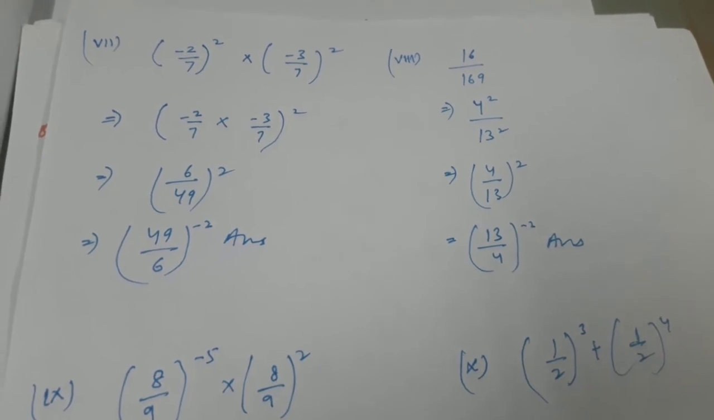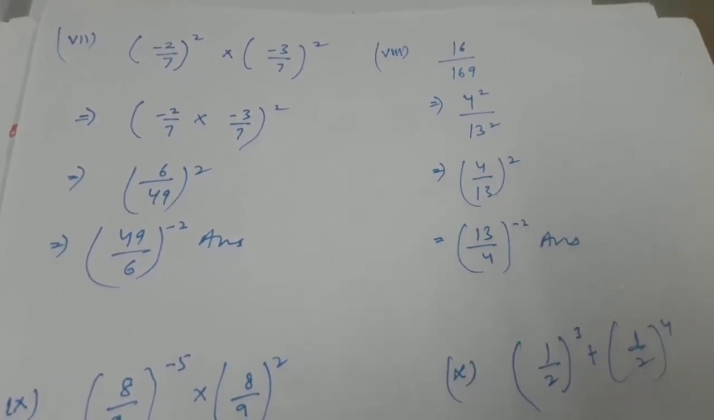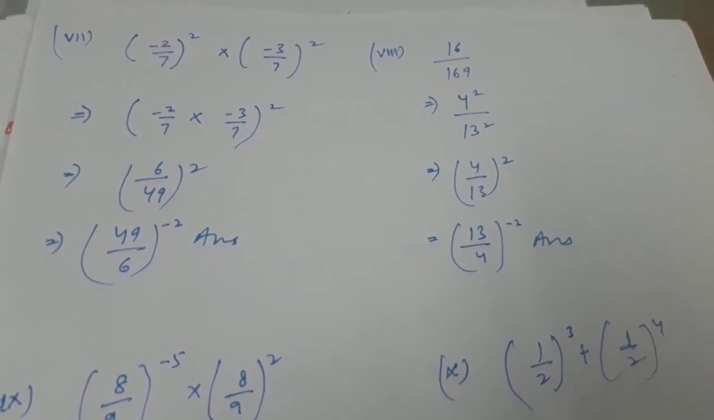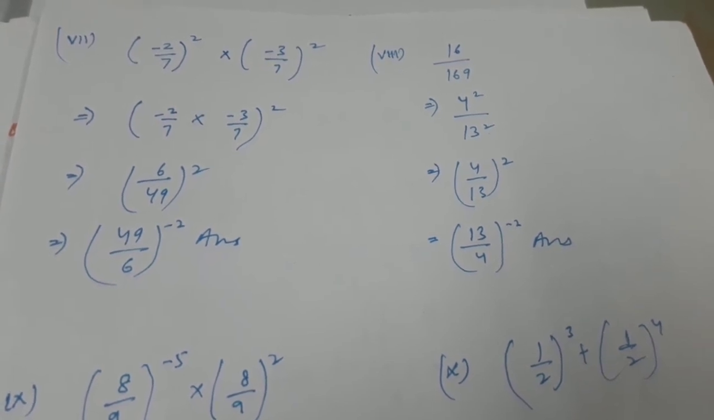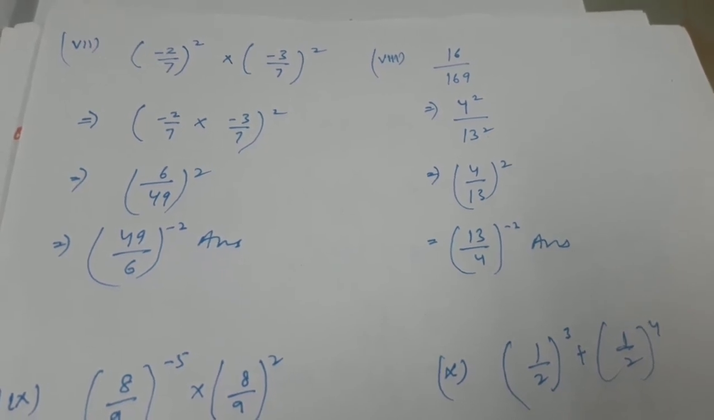In the seventh part, minus 2 by 7 raised to the power 2 into minus 3 by 7 raised to the power 2. So minus 2 by 7 into minus 3 by 7 whole raised to the power 2, which can be written as 6 by 49 raised to the power 2, which would be equal to 49 by 6 raised to the power minus 2.